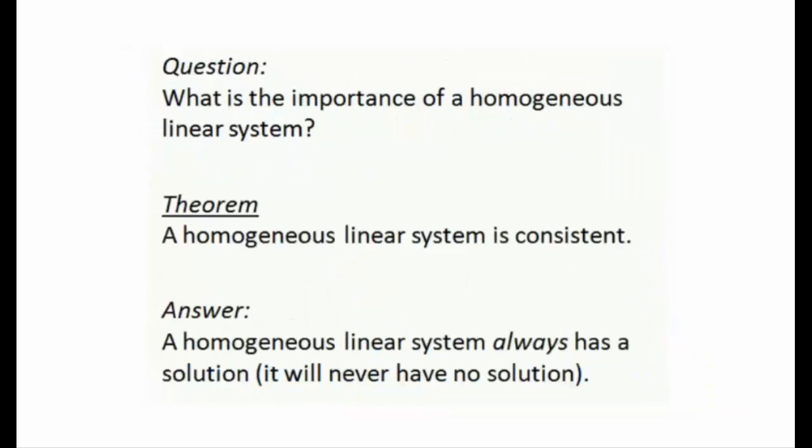Now you might wonder what the importance of homogeneous linear systems are, and that's a really good question. In my opinion, there's no sense in labeling something unless it has an interesting property or properties that you're going to be talking about. And there's a theorem here that sums up the main idea of homogeneous linear systems, and that is that these special linear systems are consistent. So a homogeneous linear system will never be inconsistent. It's always going to have a solution. So it will always either have a unique solution or infinite solutions.